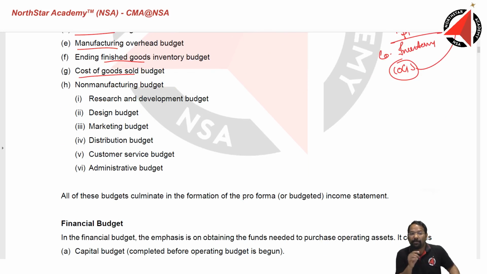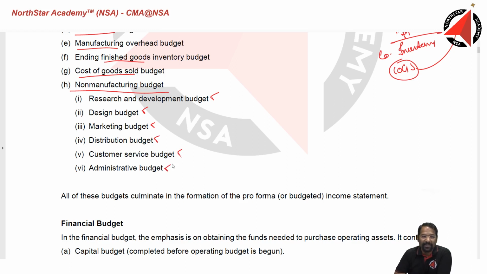Then there is a non-manufacturing budget. These are not related to manufacture, these are related to something else. But are they part of operating? Answer is yes, but they are not related to manufacture. For example, research and development budget, design budget, marketing budget, distribution budget, customer service budget, administration budget.